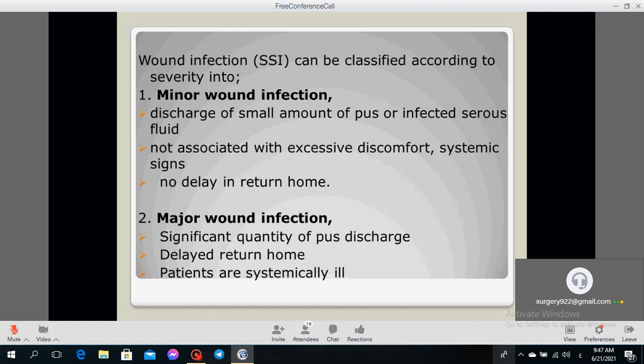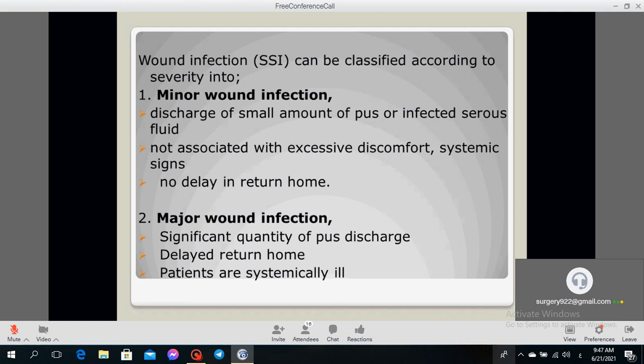Not associated with excessive discomfort and systemic signs, meaning no high fever and no limitation of movement. There is no delay in return home. This patient does not need to stay in hospital for management; we can discharge him home and continue home medication.